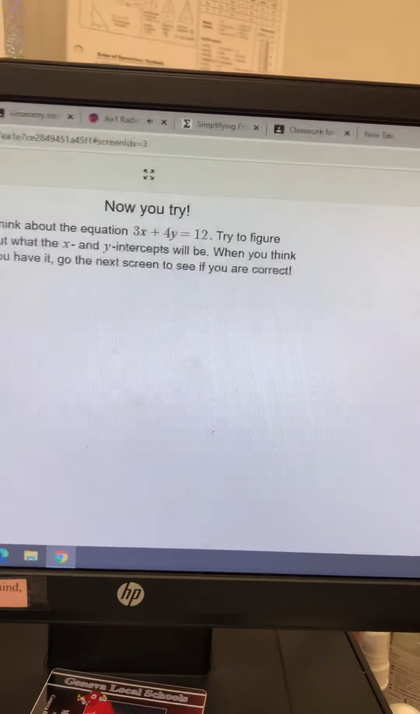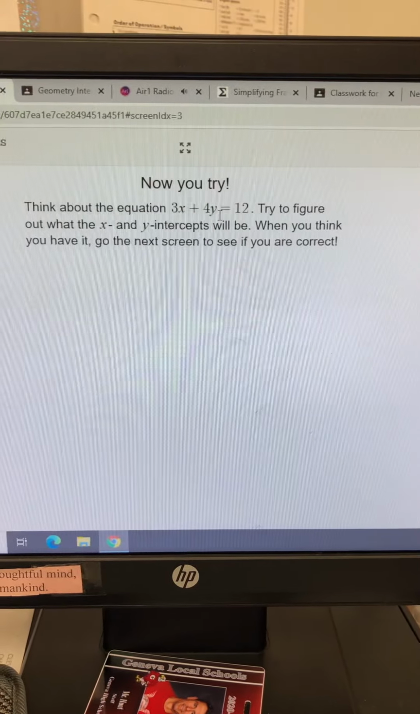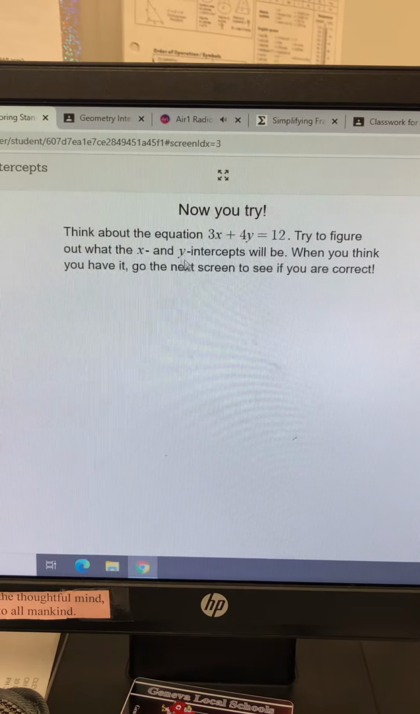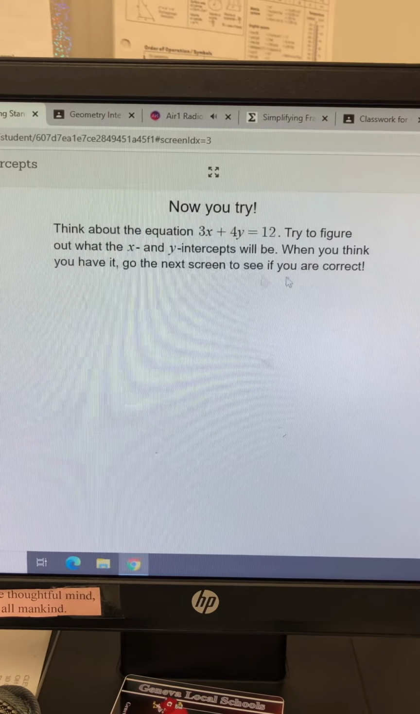Something for you to manipulate a little bit. So think about the equation, 3x plus 4y equals 12. Try to figure out what the x and y intercepts will be. When you think you've got it, go to the next screen and see if you're correct. I have this written out.